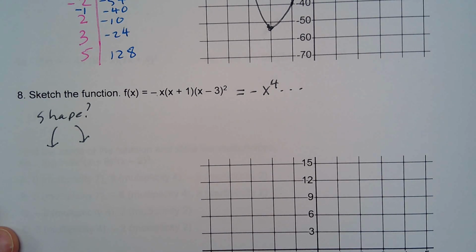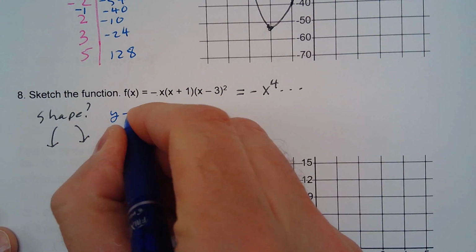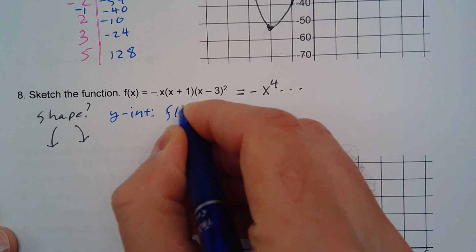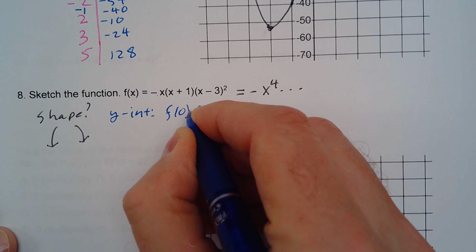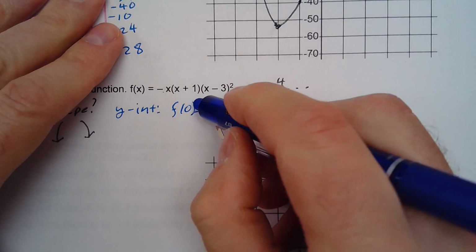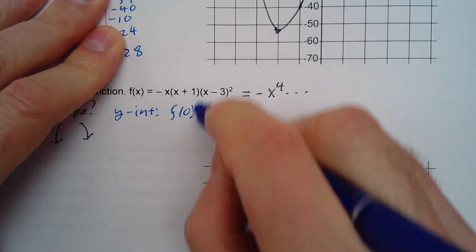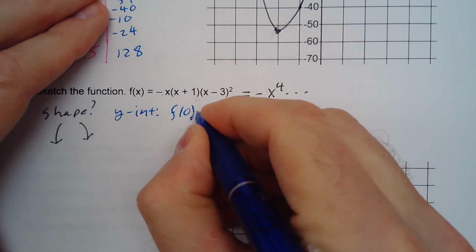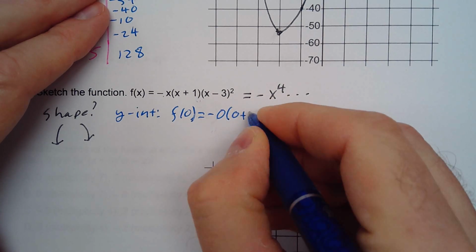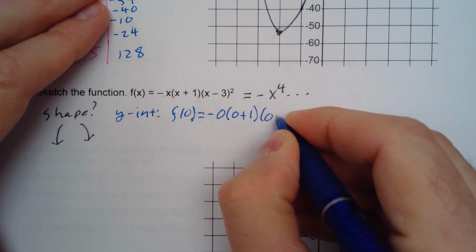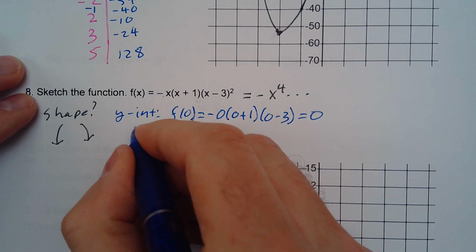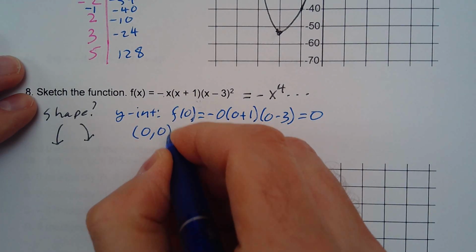All right, let's get the y-intercept. F of 0. Well, since that first part's going to be 0, it really doesn't matter what the rest of this is. We get 0. So my y-intercept is 0, 0.